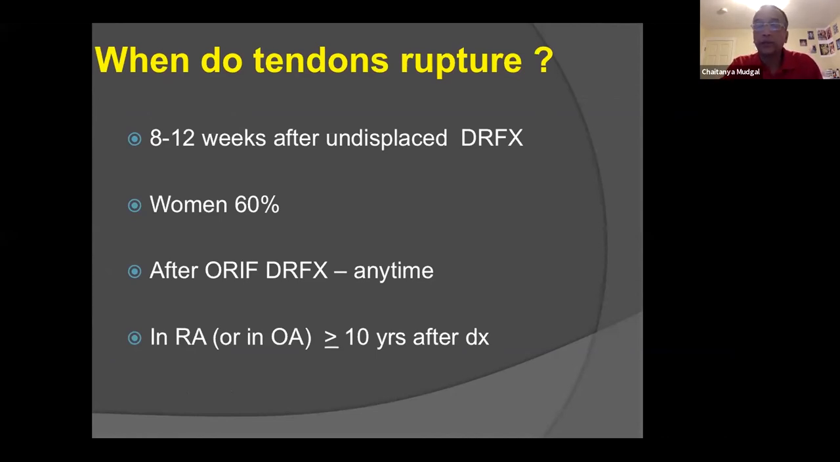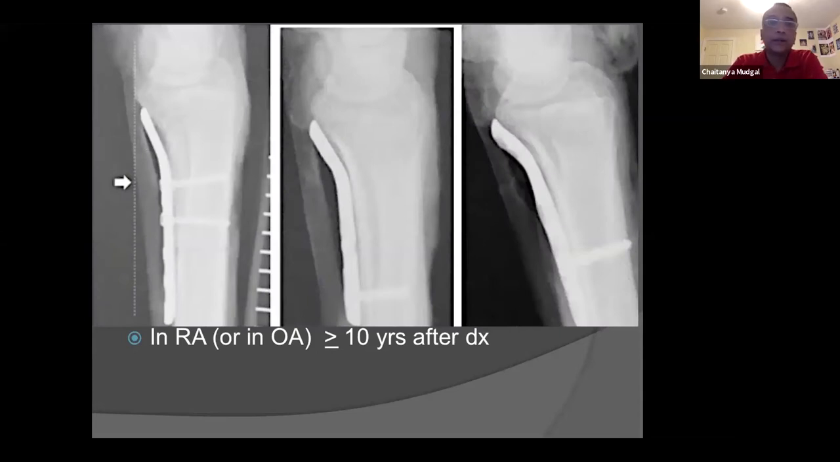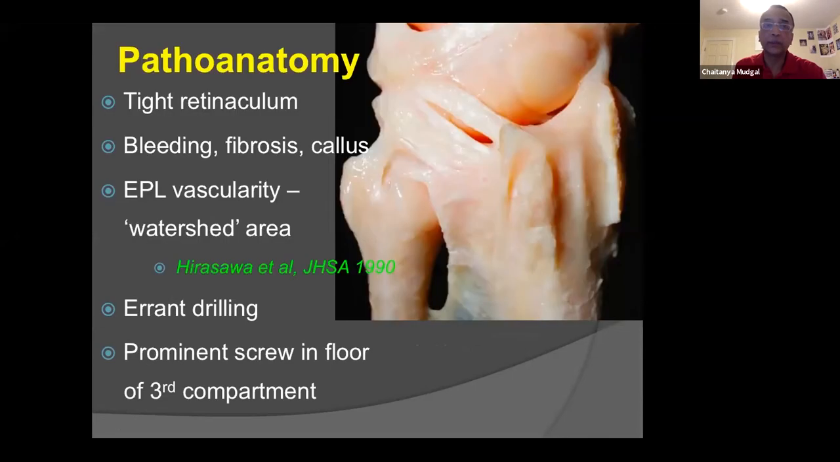After open reduction of a distal radius fracture and placement of a volar plate, ruptures can happen at any time, depending on where you place your plate in relationship to the watershed line shown by this arrow. However, the data is not conclusive about that. In rheumatoid arthritis, by and large, the onset of symptoms of rupture happens more than 10 years after the diagnosis has been made. I have to thank my good friend Amit Gupta for this beautiful picture.